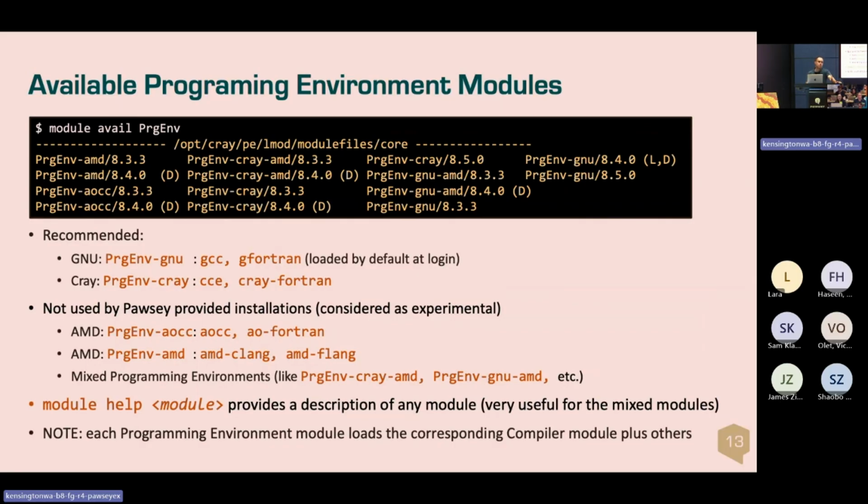On Setonix, we use the GNU environment by default, and that's what we mostly will be using. All our software is built mostly on the GNU environment. We also provide a software stack based on the Cray environment, which is particularly useful if you write Fortran code, but we will stick to GCC for now.